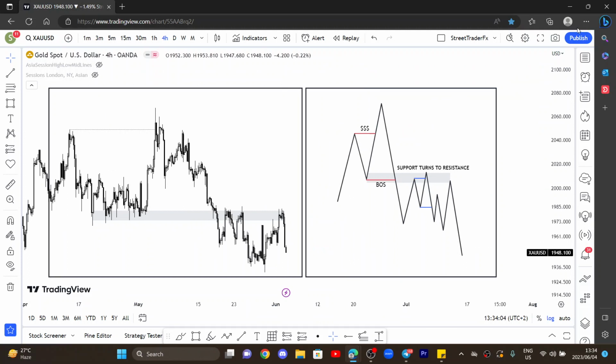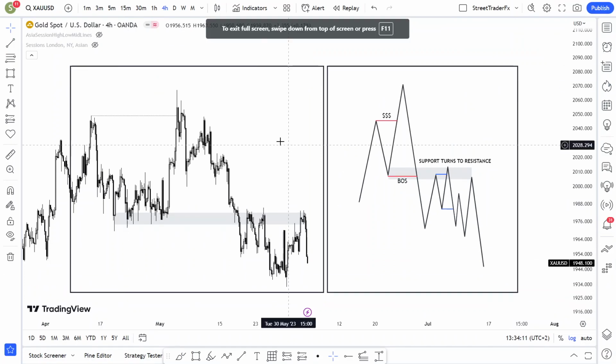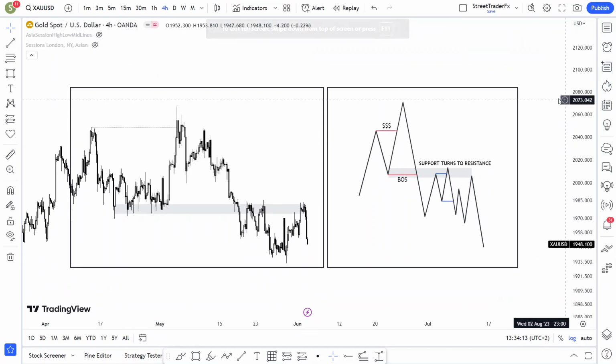Let's begin. My PC is a little bit slow. Not really sure why. I think it's because of OBS, because OBS makes my PC very slow.